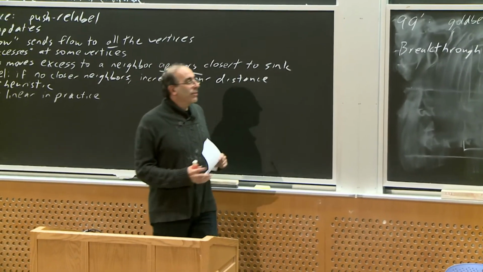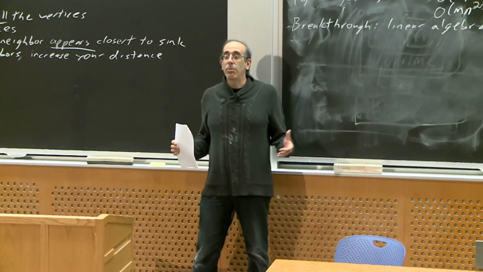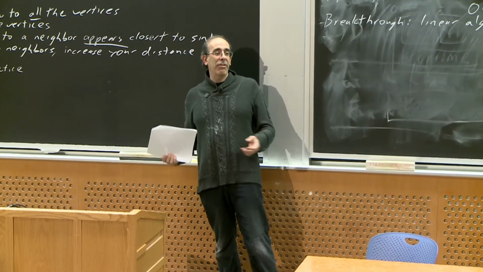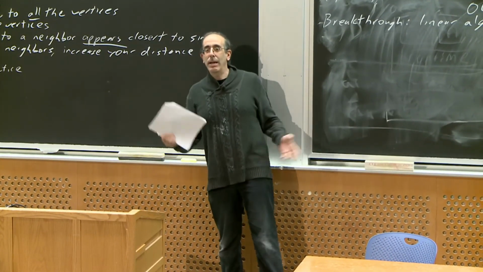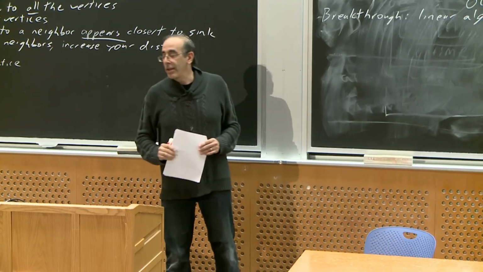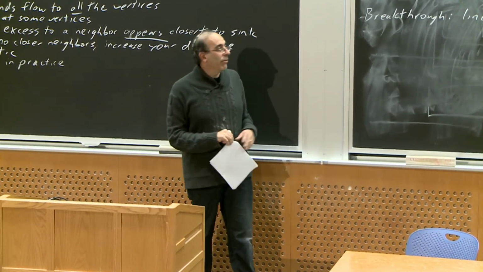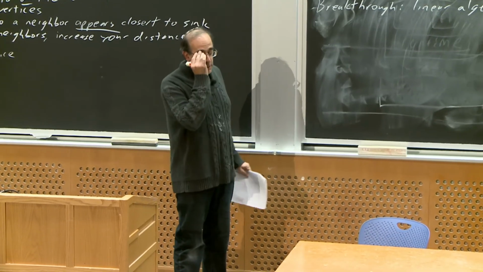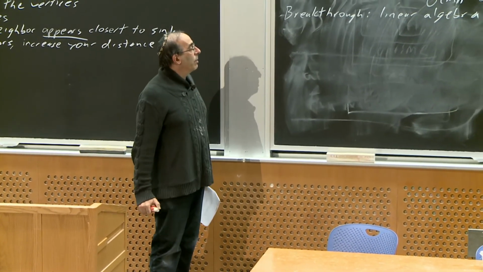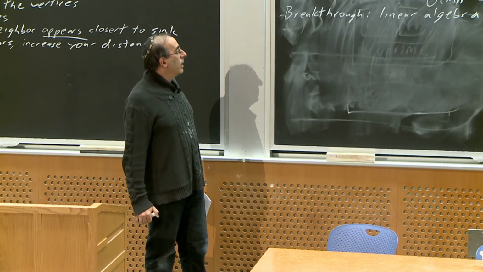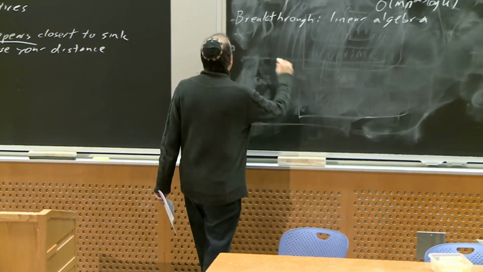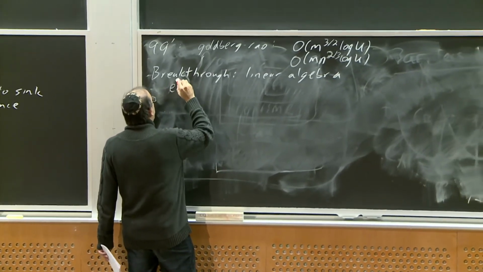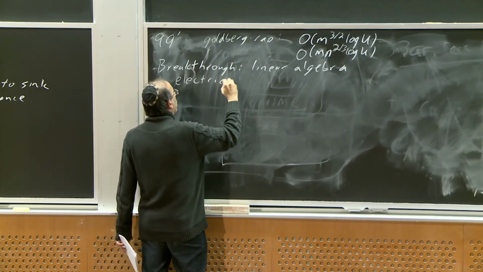You know, MaxFlow is this beautiful combinatorial problem where you get to talk about paths and think about water flowing through pipes and so on and so forth, and that drove the field for many decades. But in the 2000s and 2010s, people started thinking about MaxFlow as a linear algebra problem. And in particular, they focused on electrical flow.